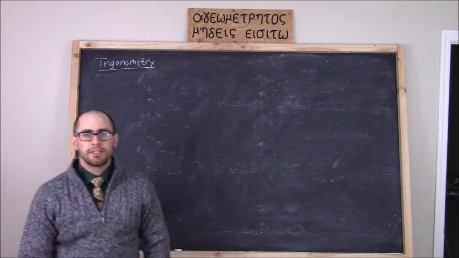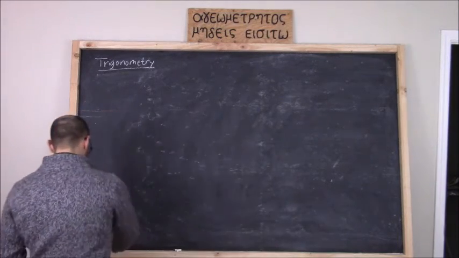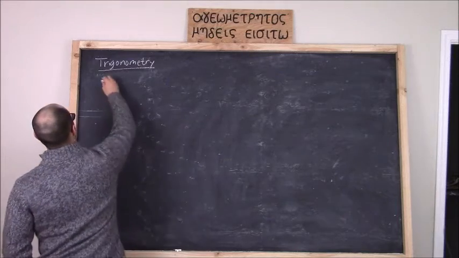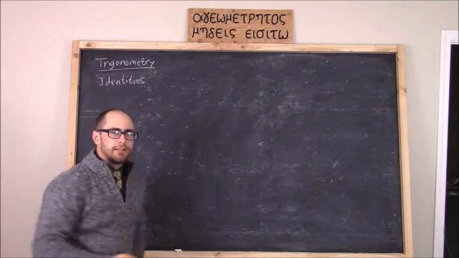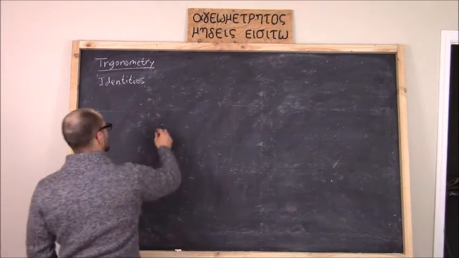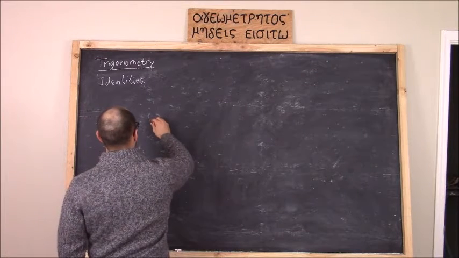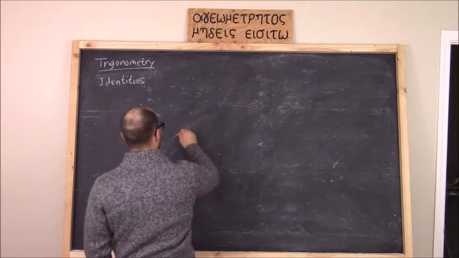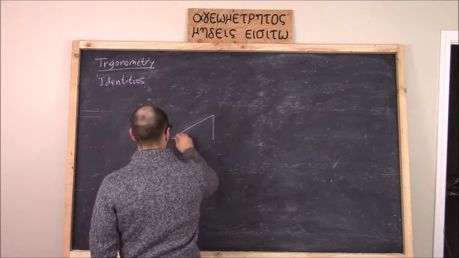We will continue our discussion today with trigonometric identities. The identities are very important. You'll see them a lot if you do a trigonometry course. Let us begin with the Pythagorean identity.